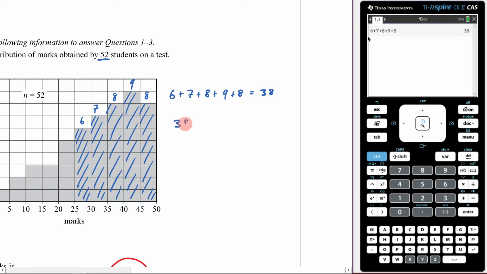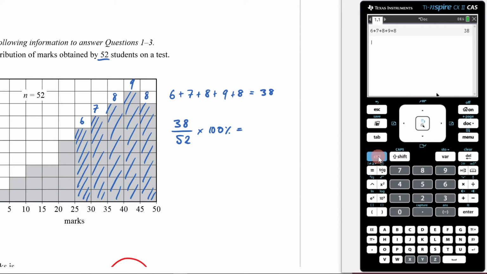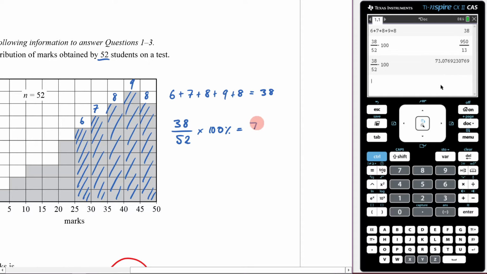So I'm going to go 38 over 52 and then times it by 100, and that will give me my percentage. So I'll come over here and write 38 over 52 and I will times it by 100, and that will give me that. So I have to go control that, my bad. So it's going to give us 73. And then you can see it's 0.0769 on. That's a percentage.